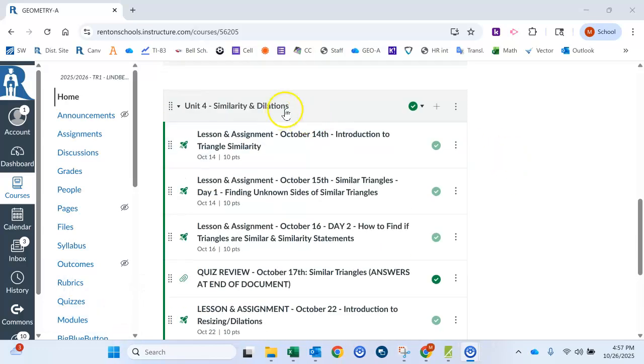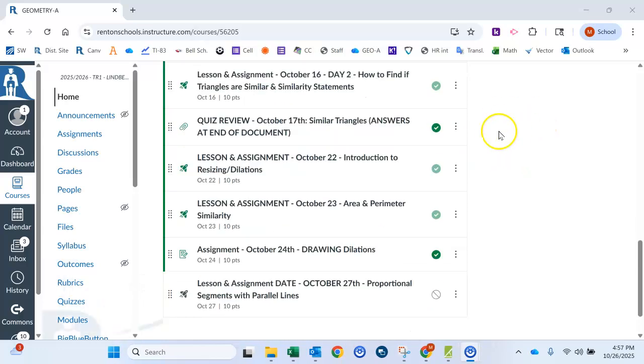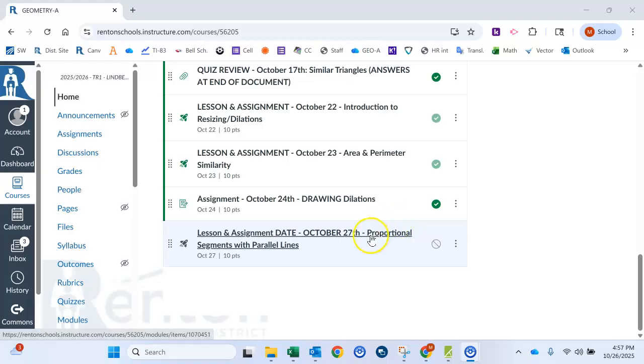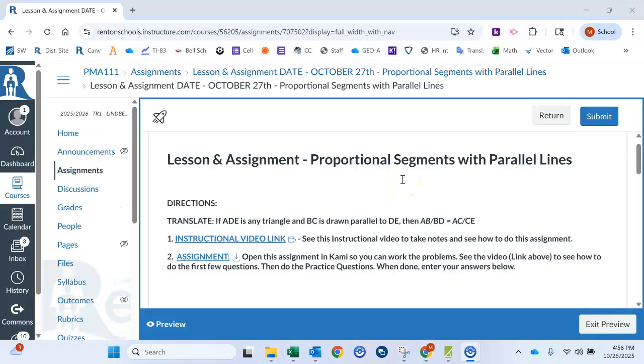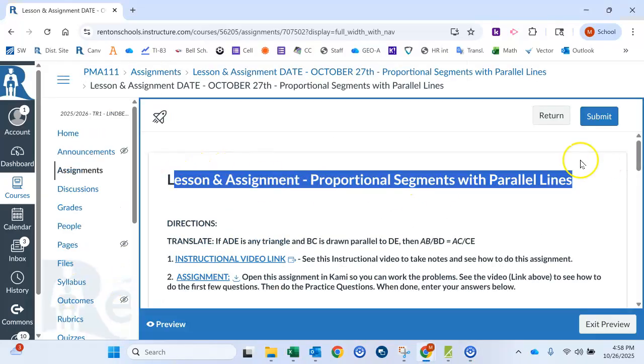Hello, today we are still on similarity, and we are now dealing with proportional segments with parallel lines. So we're going to go back to that, but with a new question type. So go ahead and click on this and open this up. Okay, the first thing I want you to do, this is our assignment and what we're learning about.